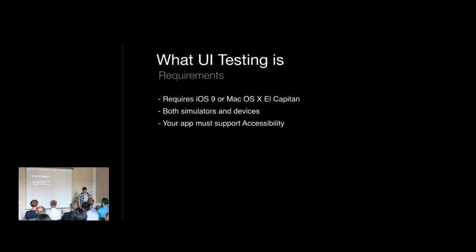UI tests. Now, when we're doing UI tests, there are actually three main APIs we need to know about. The first one is XCUIApplication. This object represents the application that you're going to test. Using this API, you can then launch and terminate your application.